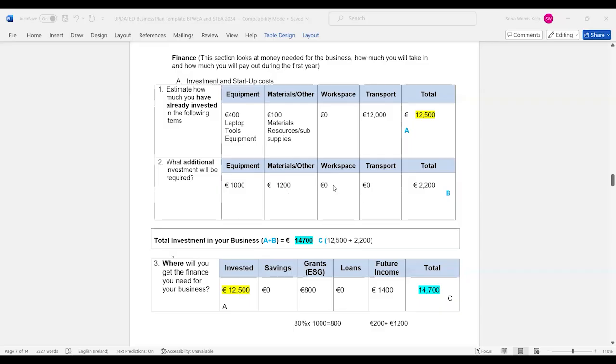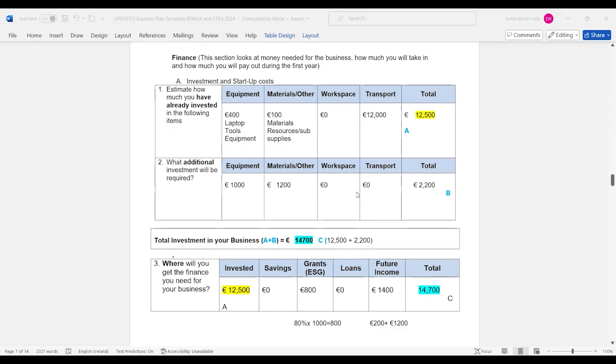If you need to put down a deposit or pay for rent in advance, include the amount here. If you're working from home or you don't need a premises, put 0 here. And if it's your intention to purchase transport to get your business up and running, put in the amount of the transport here, back it up by a quotation. If you're not going to invest in transport, leave that at zero.